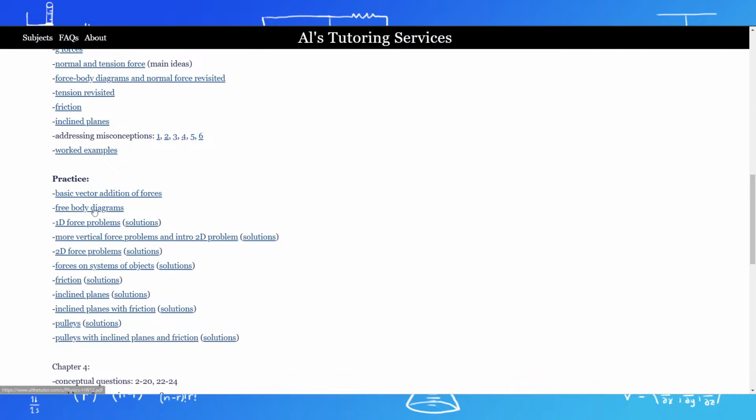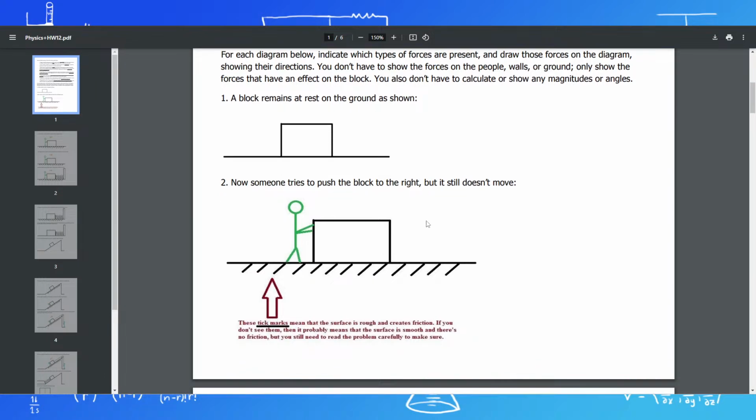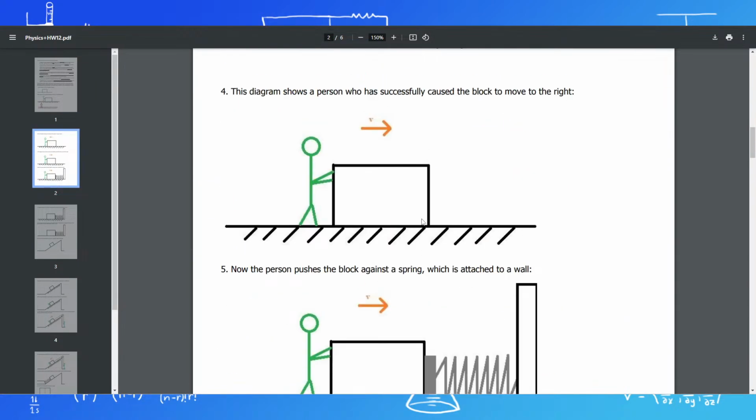But definitely go back to this one with the free body diagrams and see if you can redo all of this by yourself, because this is crucial. Getting your diagram right, just making sure you have all the forces present and drawn in the right direction is the most important thing before you do any sort of calculations.